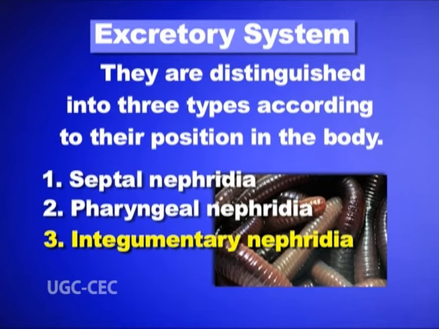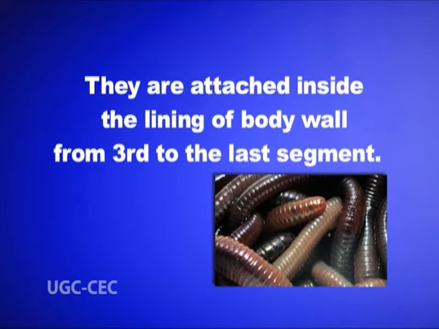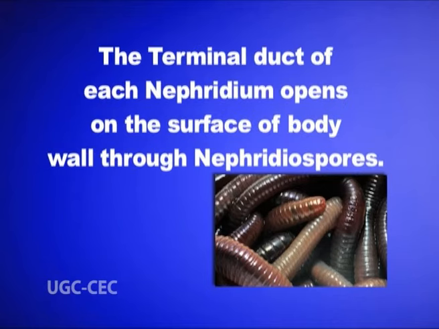Integumentary nephridia. These are the minute, smallest and V-shaped nephridia without nephridiostome. They are attached inside the lining of the body wall from the 3rd to the last segment. The terminal duct of each nephridium opens on the surface of the body wall through nephridiopores.